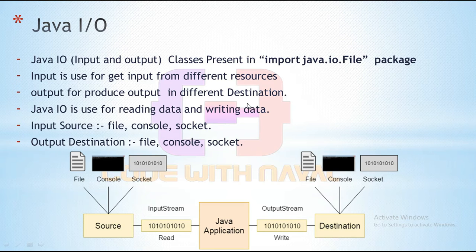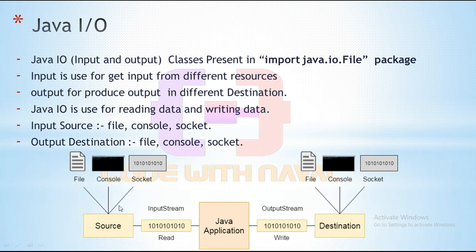Then we have Java IO used for reading data and writing data. Java input-output classes are exactly used for reading data from some source and writing data to some destination. Input classes can read from a file, console or socket, and with output we can produce output in different destinations like a file, console and socket.